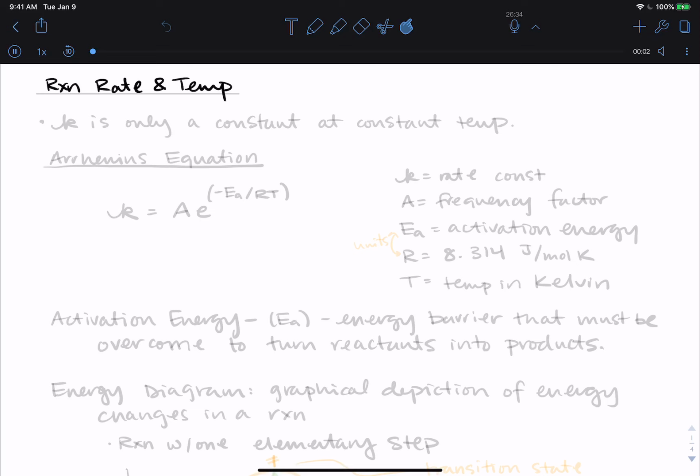So now we're ready to talk about how all of these things depend on temperature. Like with many other reactions, we have been saying that something is just at a specific temperature, but you never really needed to use it, or we're saying it's at some given temperature without specifying a temperature. Well, the reason for this is that k is only a constant at constant temperature.